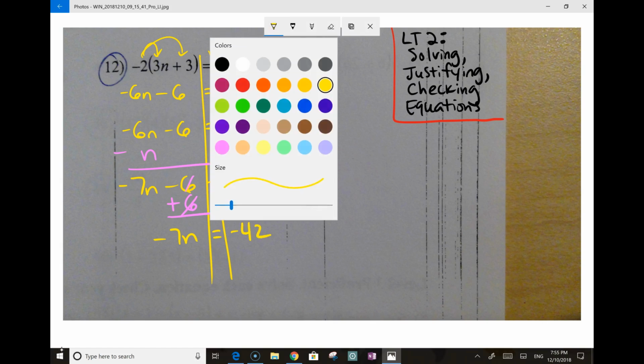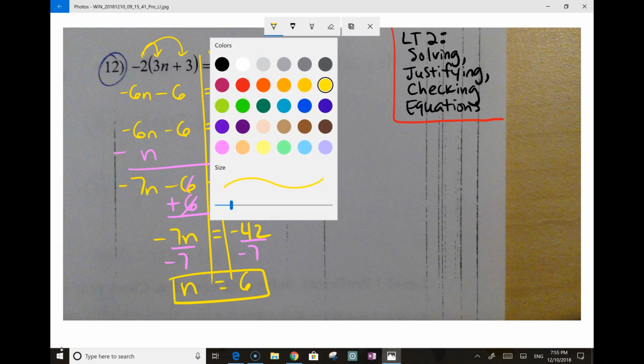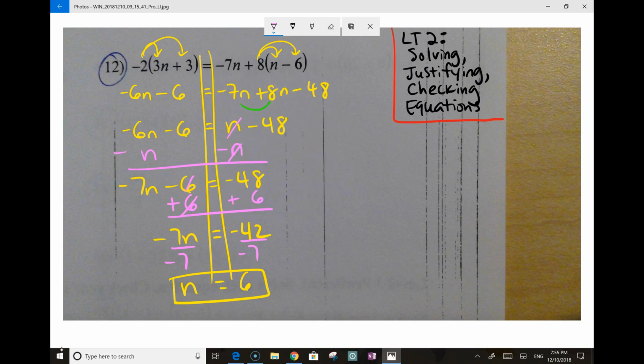And if I were to divide this equation by negative 7, what I get is the answer that I want, which is n is equal to positive 6. That's my value. Okay? Now, the justifying part happens when you explain what was done at each level. Now, just to be very clear about this, I am going to adjust some of the coloring that I used so that I can accurately justify what I did from beginning all the way to the end.